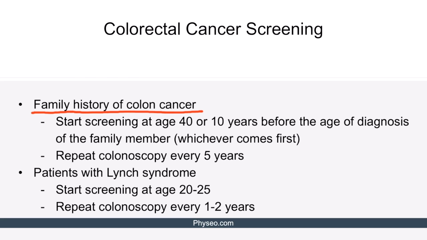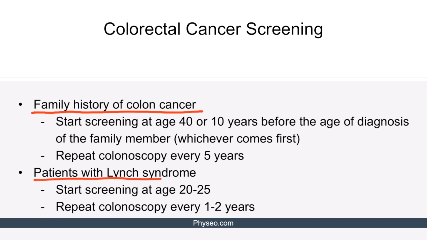If, on the other hand, the patient's father was diagnosed with colon cancer at age 55, then 10 years prior to that is 45, but you're going to want to screen them earlier than that, so 40. Now, after the initial screening colonoscopy, these patients should have repeat colonoscopy every 5 years instead of every 10 years.